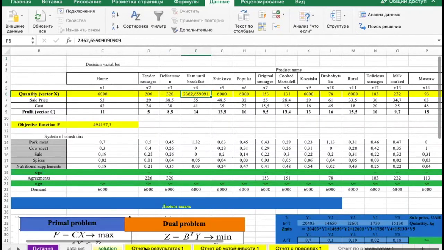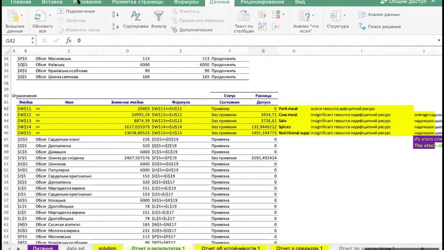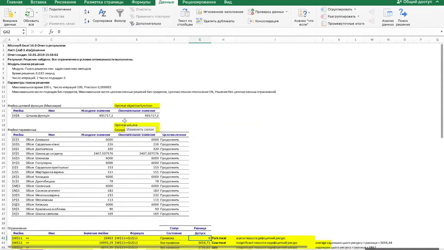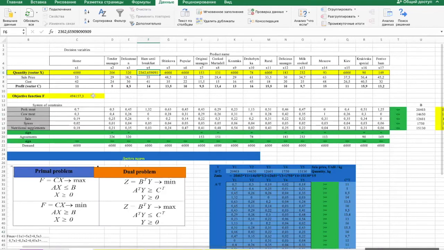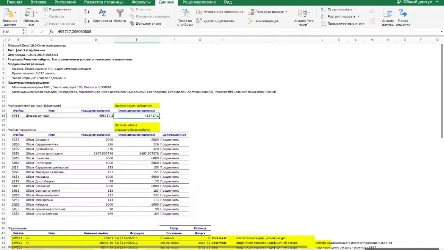Okay, so first it is our sheet about results, and you can see that we have three tables. The first table reflects the optimal value of our objective function. It means this value, and we can check if we have the same value into this. It is the same value of our objective function.